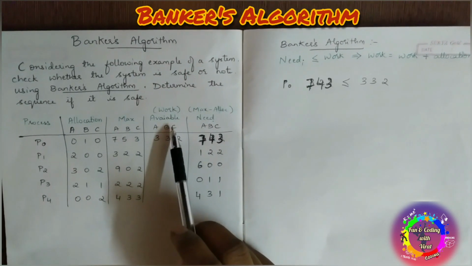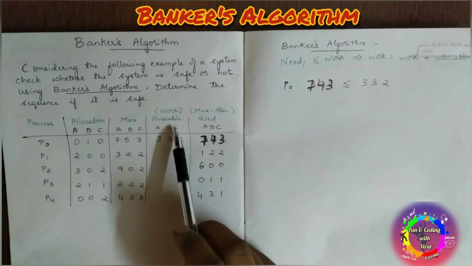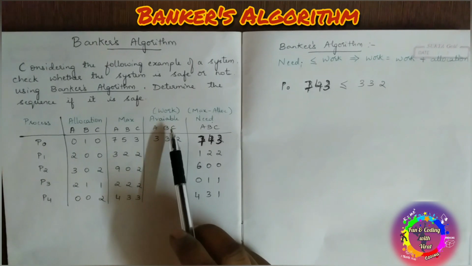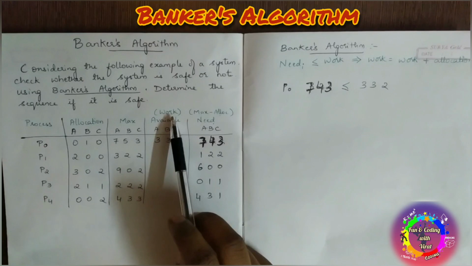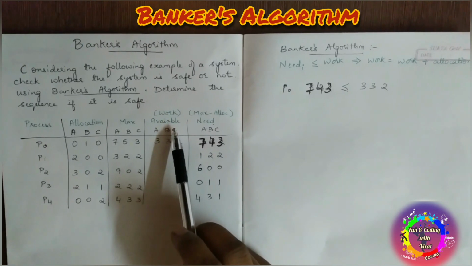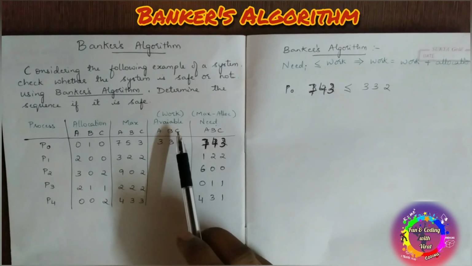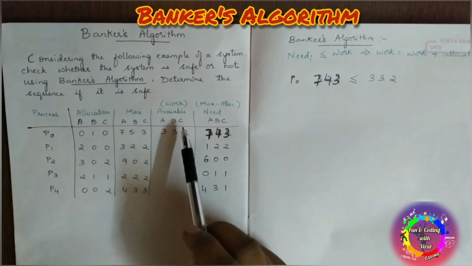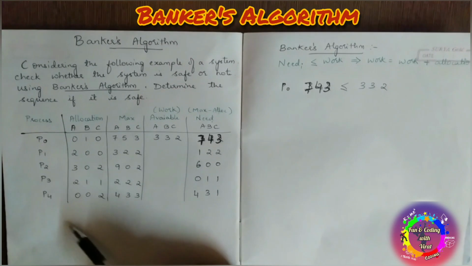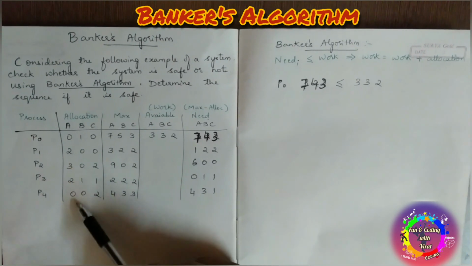Now here you have to remember what available means. Available is nothing but the available number of resources in the system. Available is nothing but work. And one more point you have to remember: after the process finishes its work with the resource, it returns the resource back to the system. That also will be available to the remaining processes in the system.